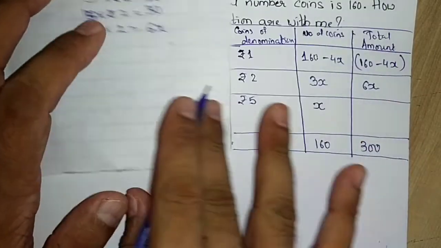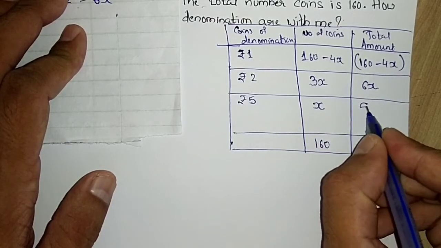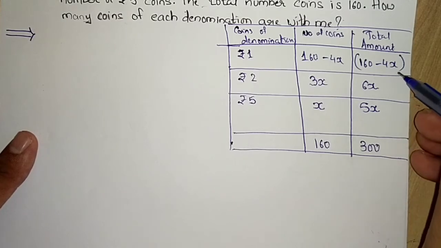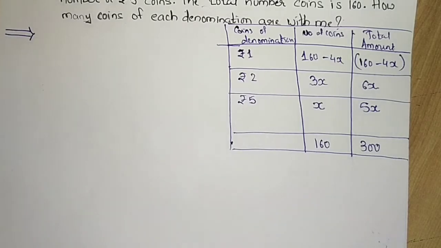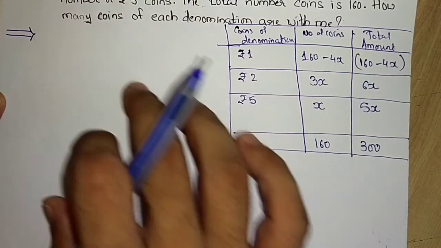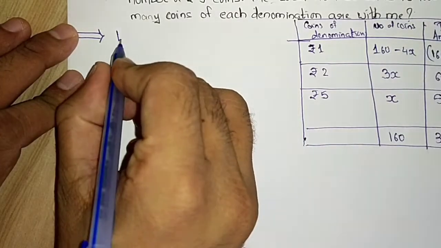Similarly, for the amount in rupees 5, I will be multiplying 5 into x, which will give me 5x. And if I do the sum of these 3 amounts, it will give me rupees 300 in total. So let us start. Let me explain this here. We will write like this.